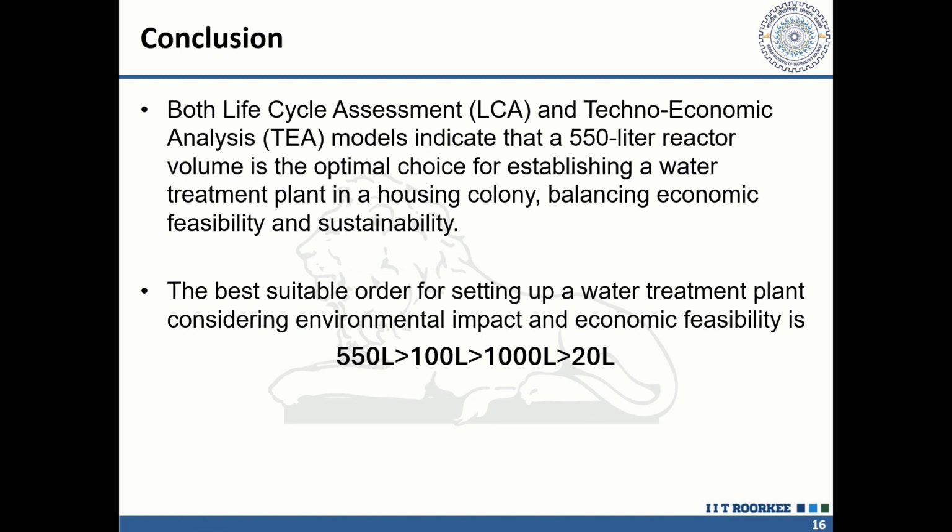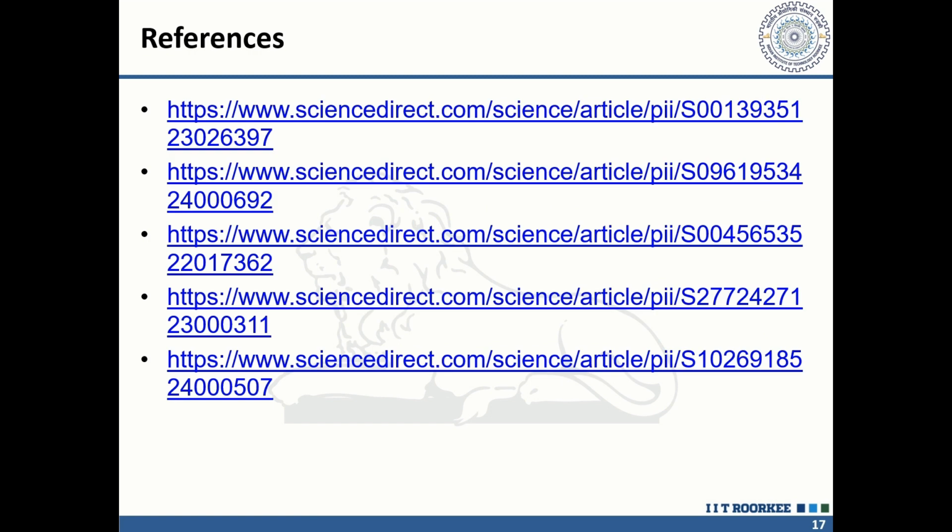The conclusion we got is that the 550 liter reactor is the optimal choice for establishing a water treatment plant in a housing colony, balancing economic feasibility and sustainability. The best suitable order for setting up a water treatment plant, considering environmental impact and economic feasibility, is that 550 is best and 20 is less suitable for our project. These are the references, and thank you.